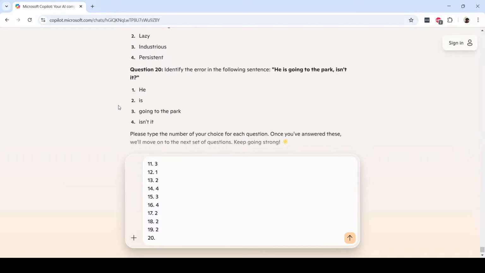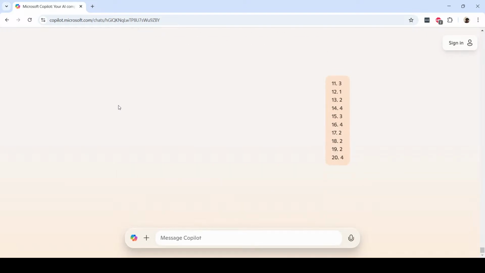Identify the error: he is going to the park, isn't it? Okay. So, isn't it is going to the park? Isn't he, right? Isn't it is not the right choice.